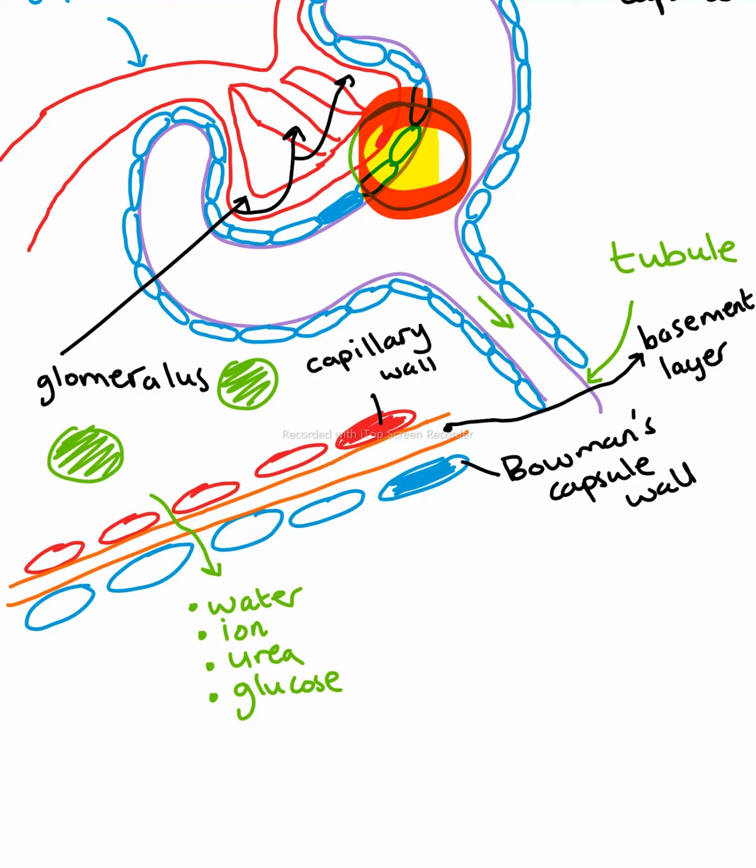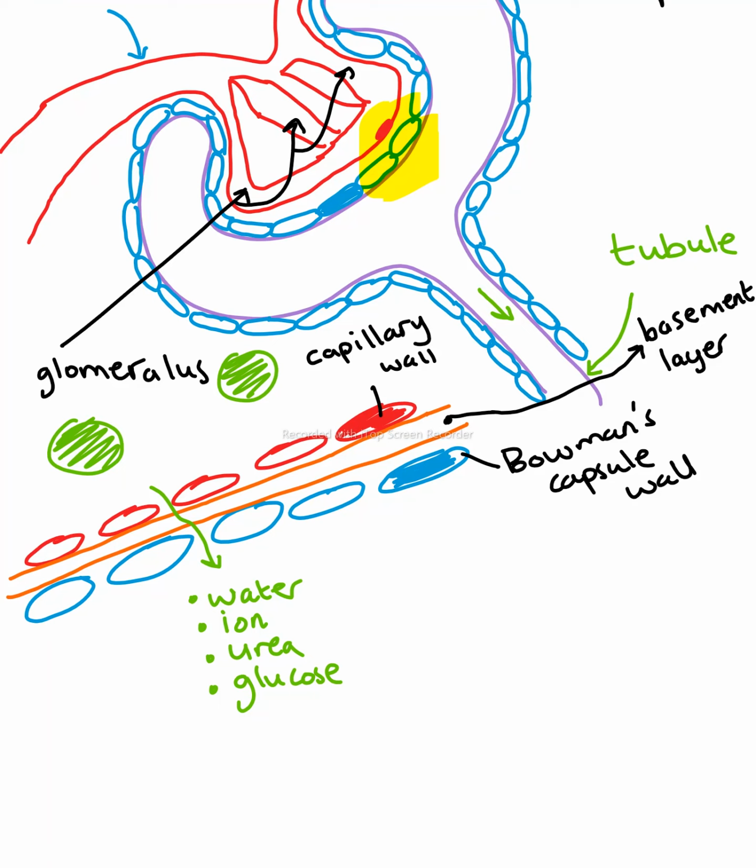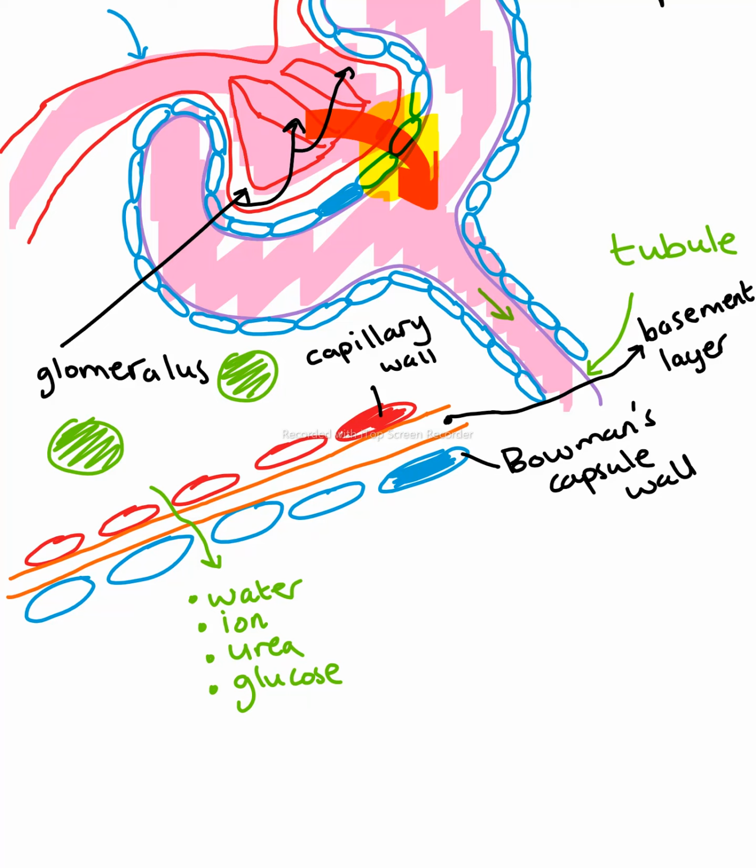Right, let's quickly go through that in one fell swoop. Okay, so what you have is the Bowman's capsule here. That's the Bowman's capsule. That is the start of the tubule, and you've got a capillary coming in. It breaks up into a glomerulus. You get ultrafiltration going on here. Things move out of the blood into the Bowman's capsule.